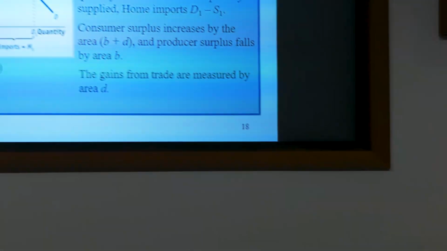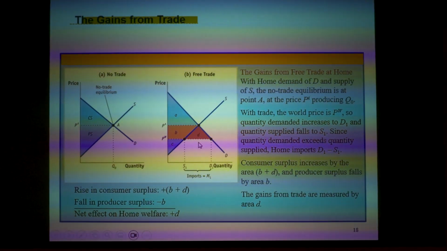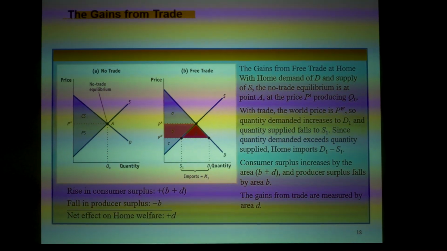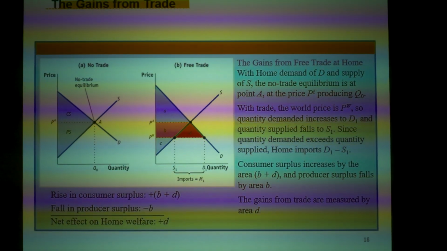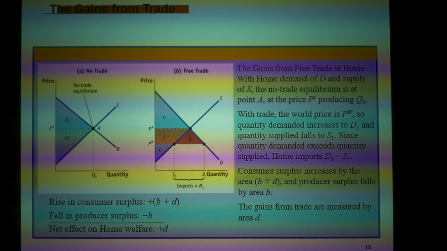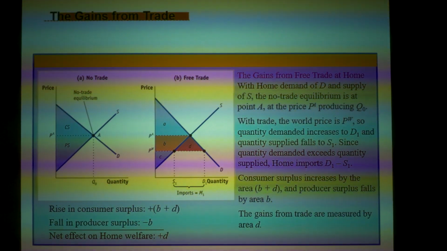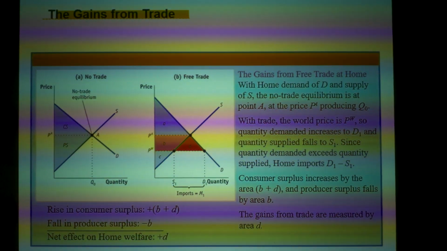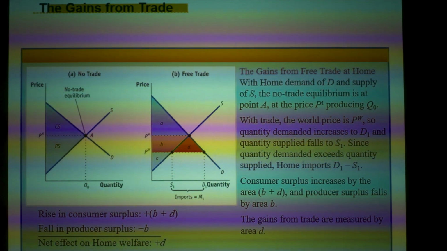So that's what I showed down here. You have a rise in consumer surplus of B plus D, a fall in producer surplus of B. Net effect on what I call welfare at home, or total well-being, is this area D. That's your gains from international trade. So maybe you've seen this diagram before, maybe you haven't, maybe you've forgotten it. No problem, that's just one way to measure the gains from international trade. So that makes us about 1/3 finished with all my supply and demand diagrams here, but there's still some more to come and some new ones.